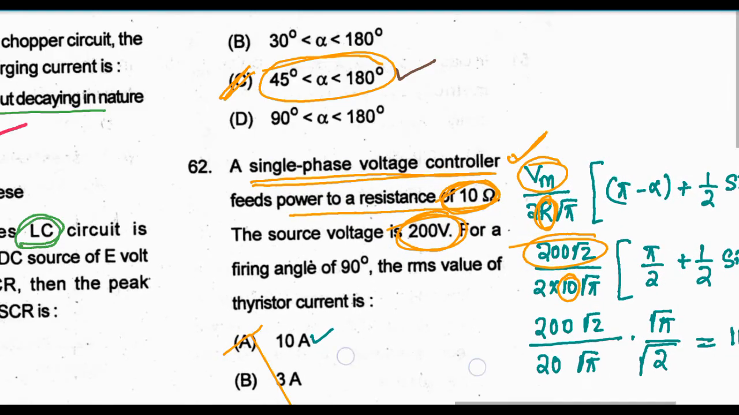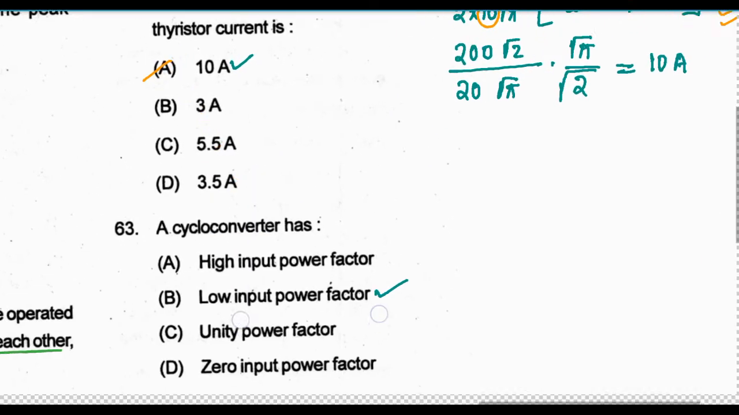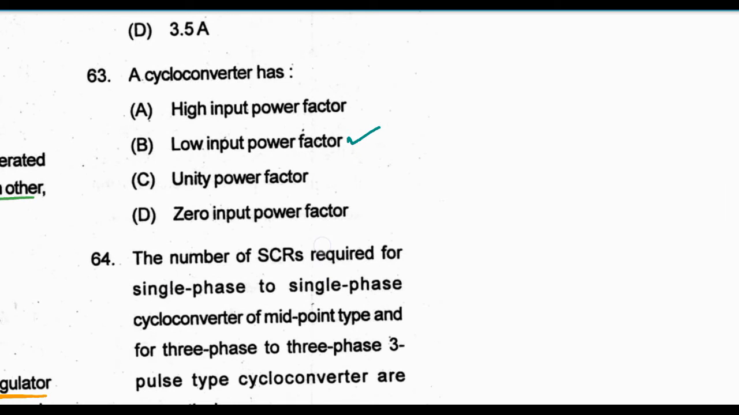Next question is, a cyclo converter has: option A, high input power factor; option B, low input power factor; option C, unity power factor; option D, zero input power factor. So a cyclo converter has low input power factor.